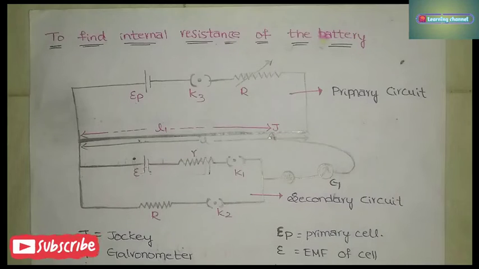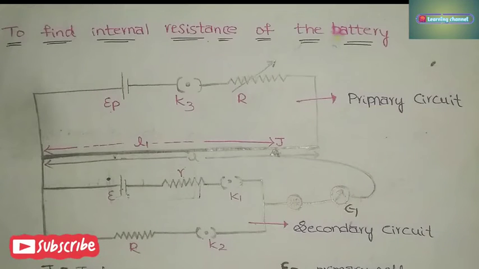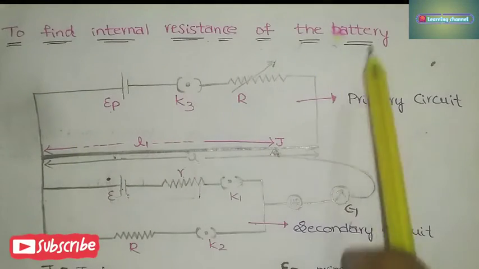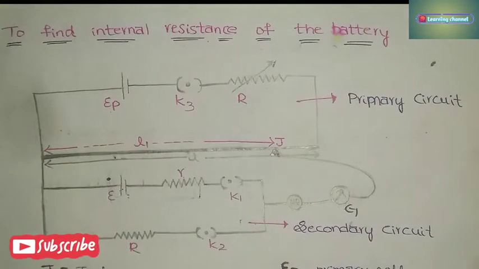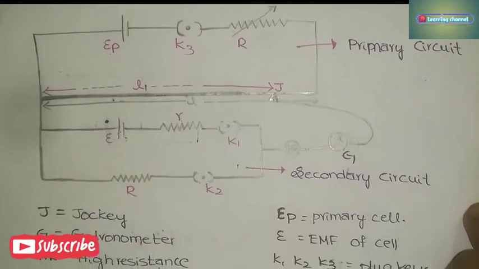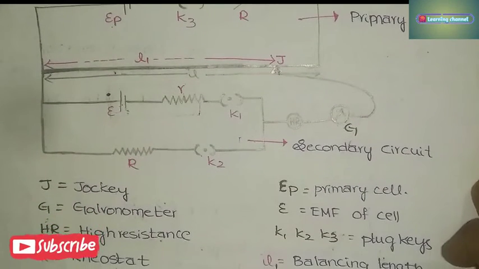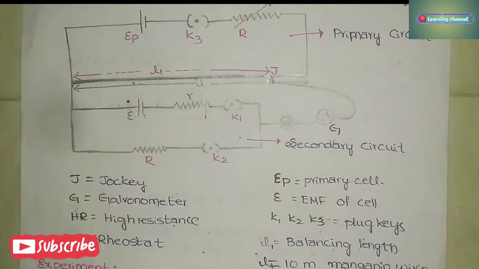Now let us see the experiment. In the question, they asked to explain with a circuit diagram, so we have to draw the diagram very neatly. The heading is: to find the internal resistance of a battery. This is the diagram and we have to label the parts. J means jockey, G means galvanometer, HR means high resistance, R means rheostat, then the primary cell, EMF of the cell, K1, K2, K3 are keys, and L1 is the balancing length. This is made up of magnet wire. This is the diagram which we have to draw.